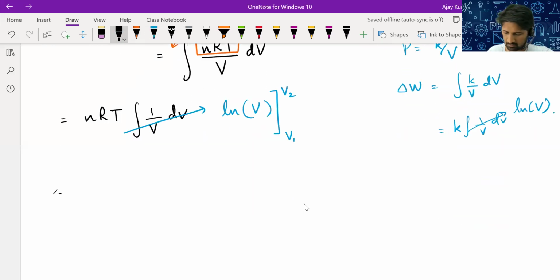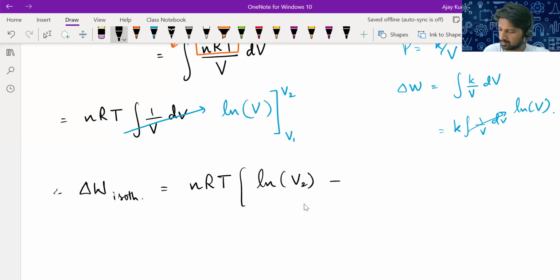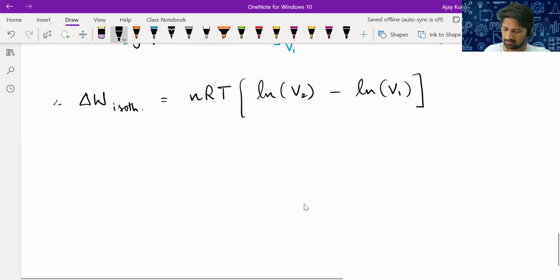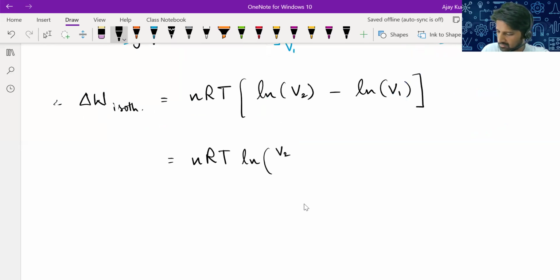Therefore, the work done by the gas in isothermal process can be expressed as nRT multiplied with ln, substitute upper limit V2, minus ln, substitute lower limit V1. And ln A minus ln B is ln A by B. Therefore, work done in an isothermal process becomes nRT ln V2 divided by V1.